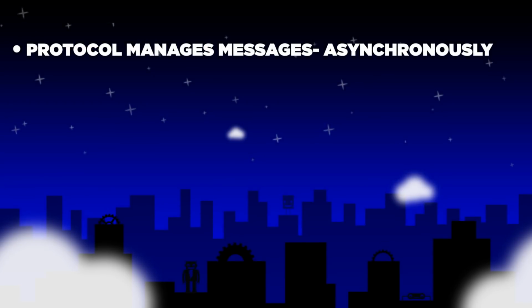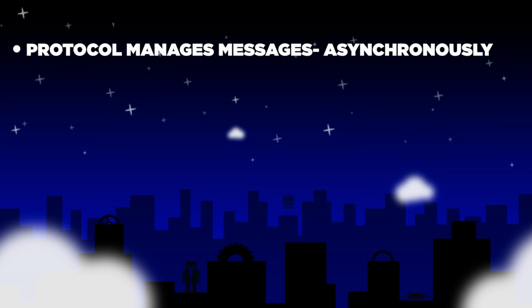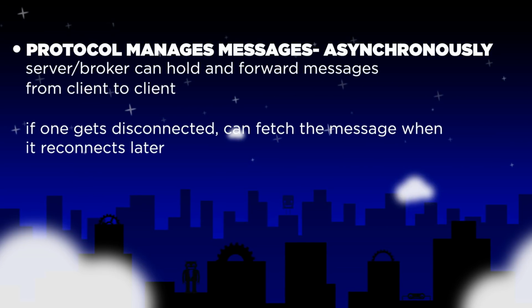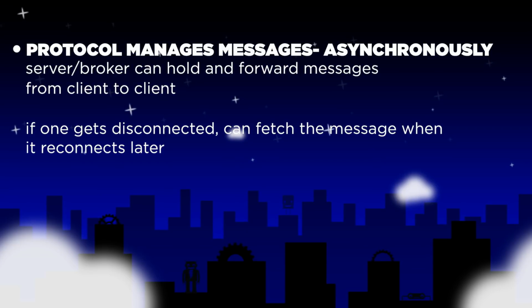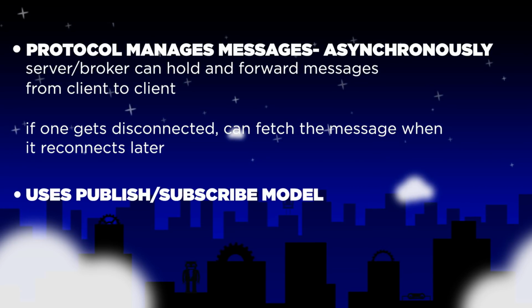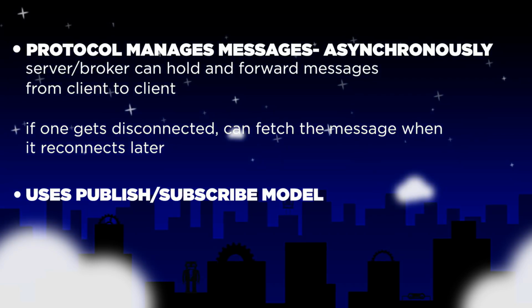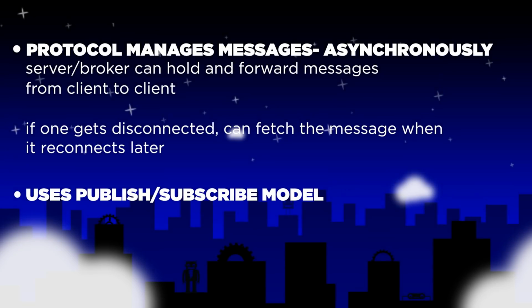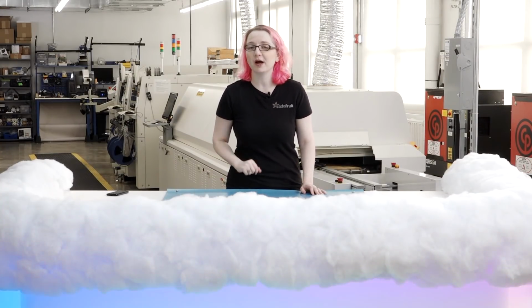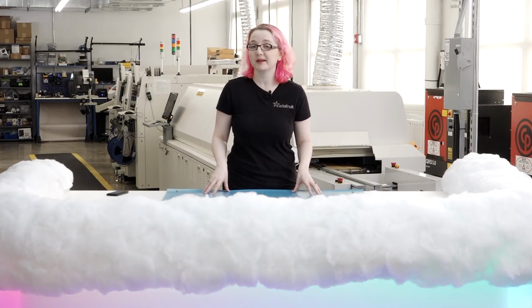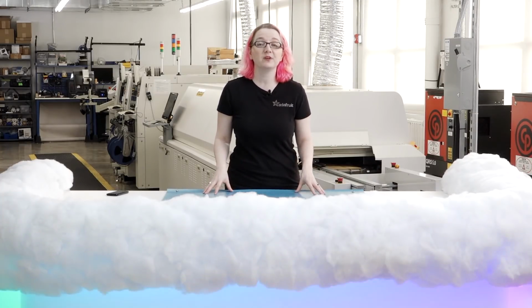One interesting piece of MQTT is that the protocol manages messages asynchronously. That is, the server broker in an MQTT network can hold and forward messages from client to client. So if one gets disconnected, it will be able to fetch the message when it reconnects later. To keep things simple and allow bidirectional message passing, MQTT uses a publish and subscribe model. MQTT is a simple and well-designed protocol, and it turns out that the same protocol used for oil pipeline sensors and satellites is great for use in IoT.